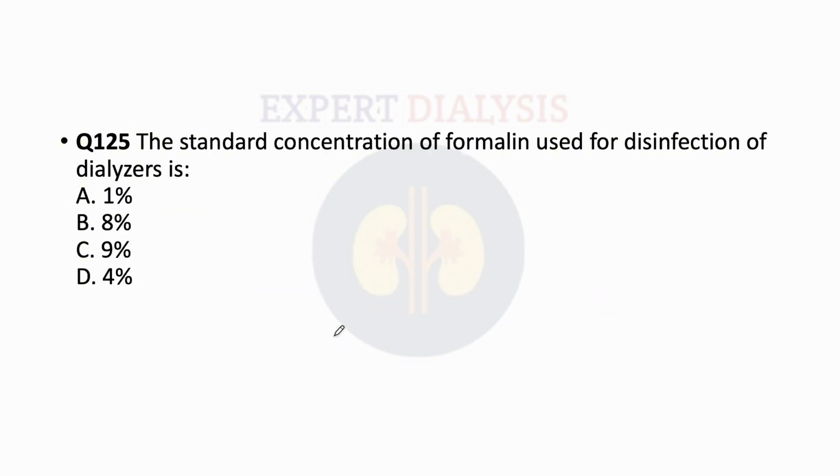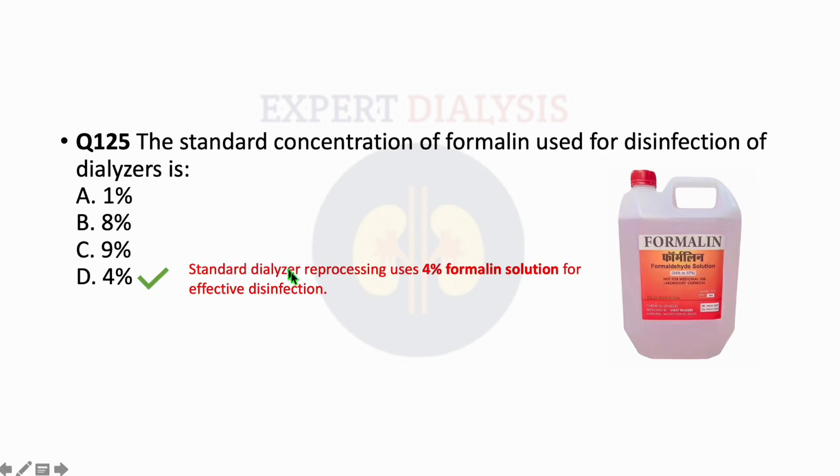Moving to the fifth question, it says the standard concentration of formalin used for disinfection of a dialyzer is. Option A is 1%, option B is 8%, option C is 9%, option D is 4%. So the right answer is 4%. Standard dialyzer reprocessing uses a 4% formalin solution for effective disinfection.